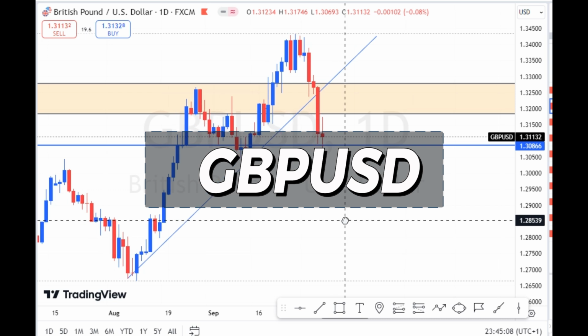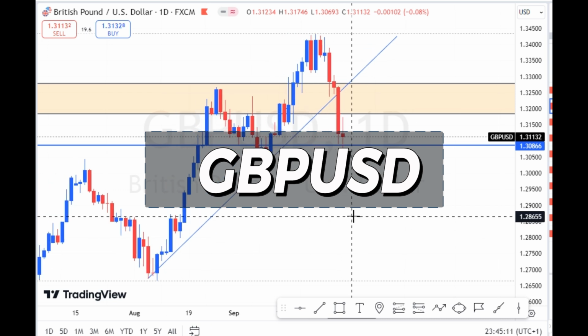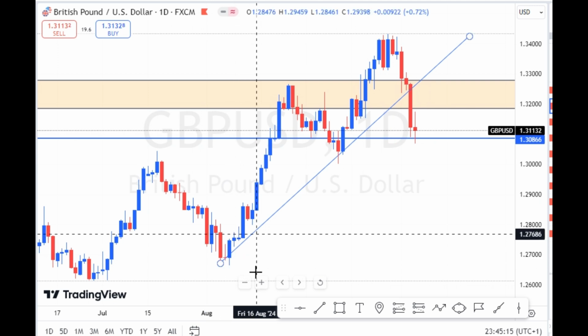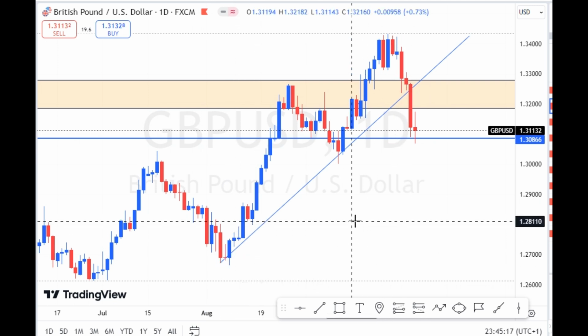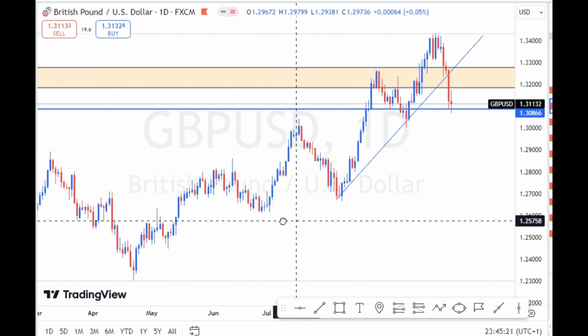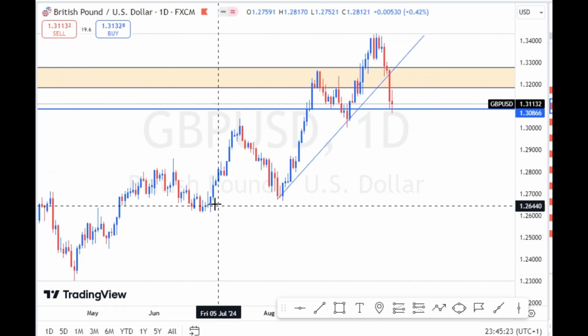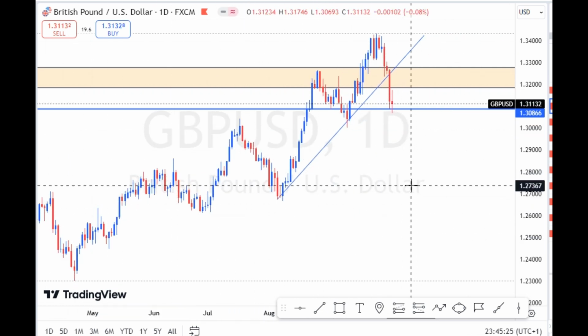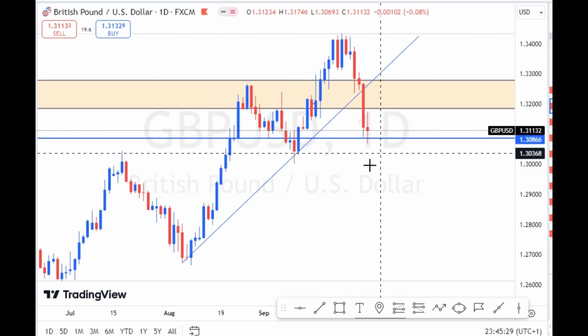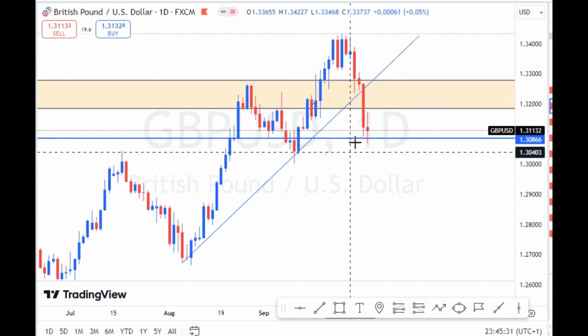Great British Pounds USD has broken our trend line on the daily chart, which shows that we are expecting price to do more drop. Our previous trend on the Great British Pounds USD, you can see we have a higher low, higher low, higher low, which shows that price was in what? Uptrend.